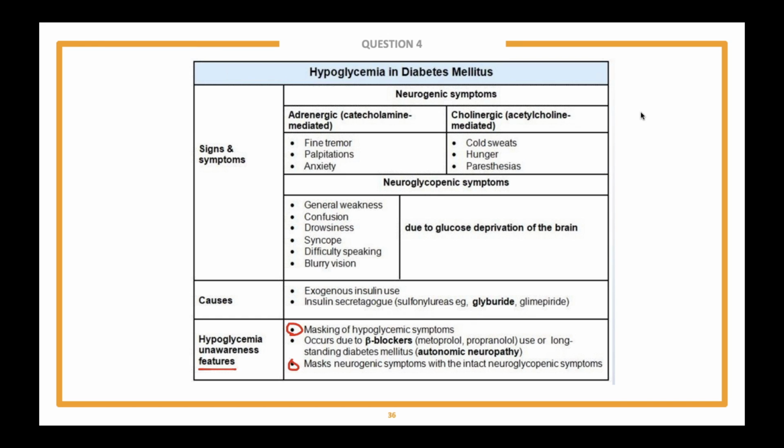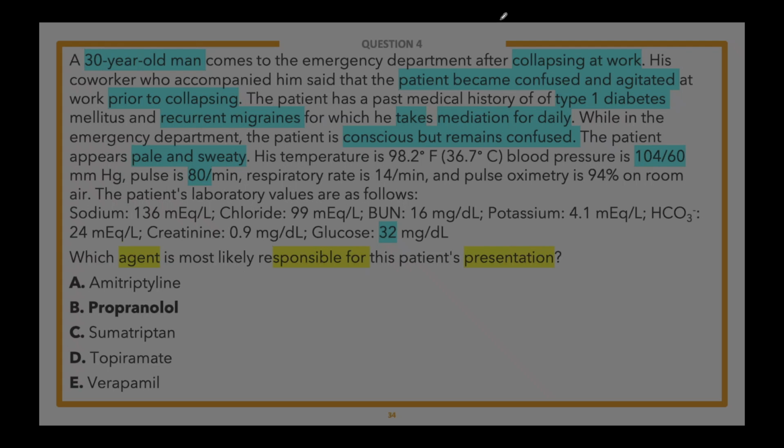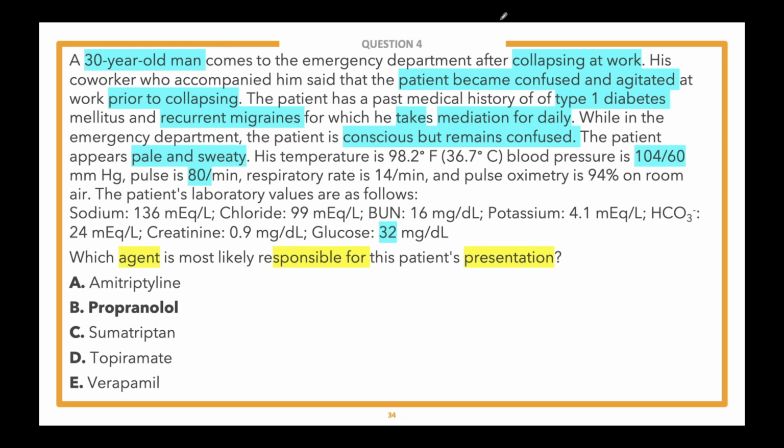So let's go back to the vignette and let's go back to the other answer choices. Hopefully you'll now be able to pick up on why propranolol was the best answer. Let's also talk about the other answer choices. So verapamil, these can be used as second-line agents to prevent migraines, but they're not associated with the patient's side effects.